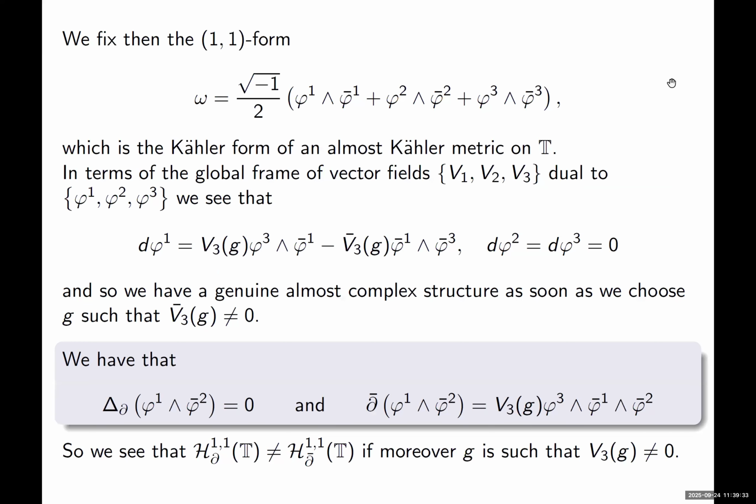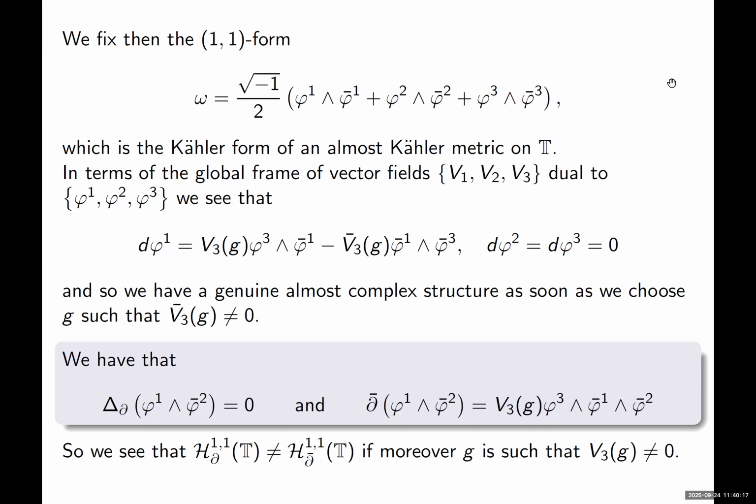We can define a suitable 1-1 form, which is the Kähler form of an almost Kähler metric on T. And then we see that, first of all, if we choose our function g such that v̄3 of g is different from 0, where v̄3 is the conjugate of v3, and v3 is part of the dual basis of phi 1, phi 2, phi 3, then it appears in the differential of phi 1 some component of type 0,2. So the almost complex structure cannot be a complex structure.